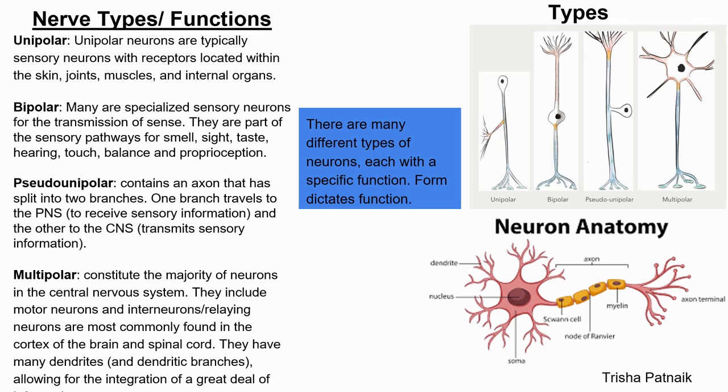There are many different types of neurons, which relates to specific functions. Form dictates function. Unipolar, bipolar, pseudo-unipolar, and multipolar. I'll let you look at the slide a little longer.